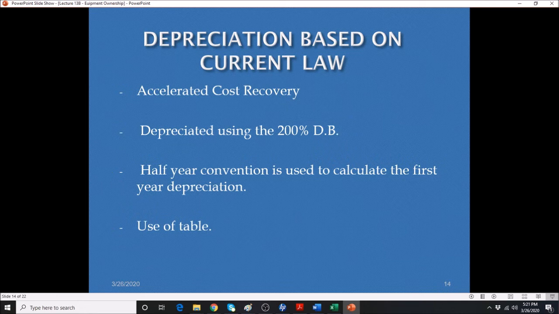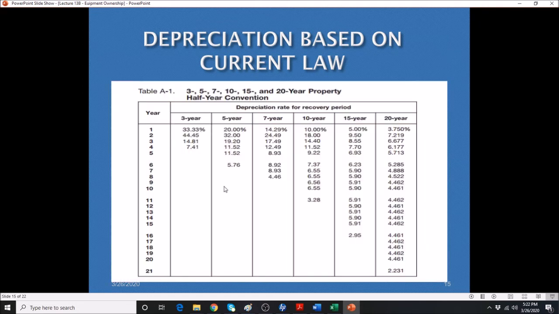All right, so the third method to calculate depreciation is what we call the one based on the current law. In this current law, there is an established percentage of depreciation established by the IRS, and it is depreciated based on the 200% double declining method. It says here a condition is that a half-year convention is used to calculate the first year depreciation, and it makes use of a table.